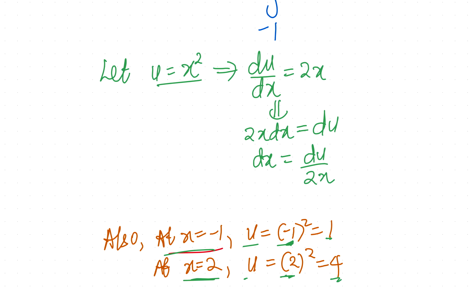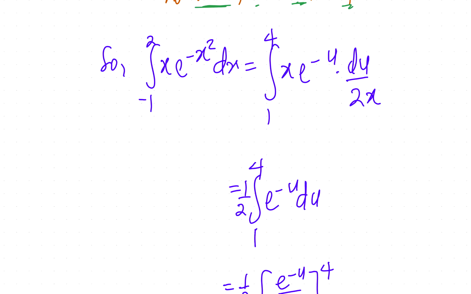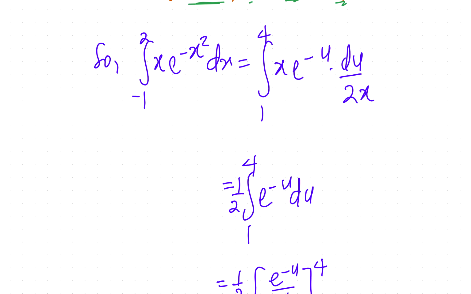So let's do the transformation. The original thing we had was this integral from -1 to 2 of x e raised to the power minus x squared dx.